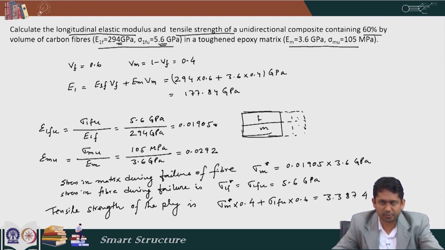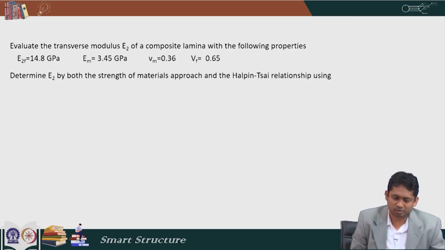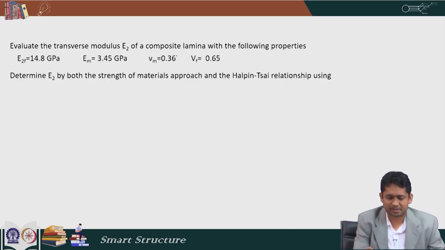Now, let us look into another problem. Here we are supposed to evaluate the transverse modulus E2 of a composite ply. The properties given are E2F, the transverse elastic modulus of the fiber, which is 14.8 GPa, Em is 3.45 GPa, nu m is 0.36 and Vf is 0.65.